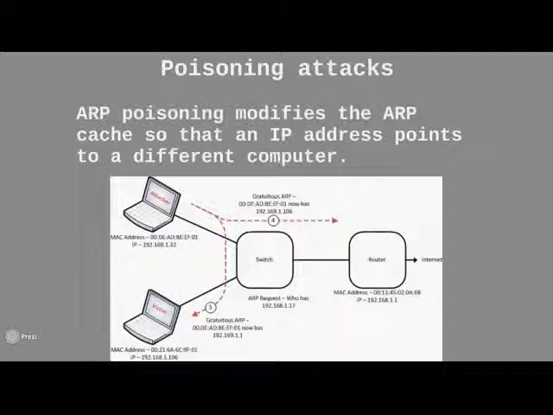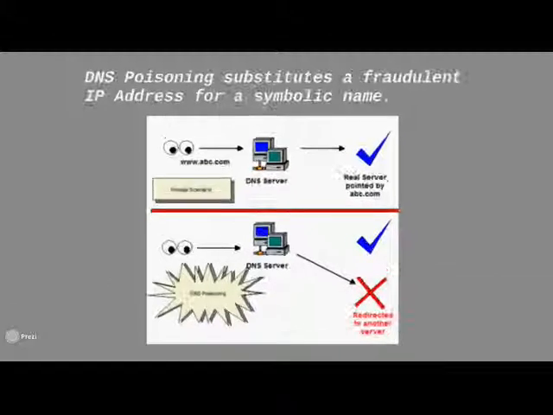DNS poisoning works similarly. Whereas ARP poisoning substitutes a fraudulent MAC address for an IP address, DNS poisoning substitutes a fraudulent IP address for a symbolic name. So say you wanted to go to google.com and it was in your DNS cache. They poison the DNS such that it no longer points at google.com. It points at something else.